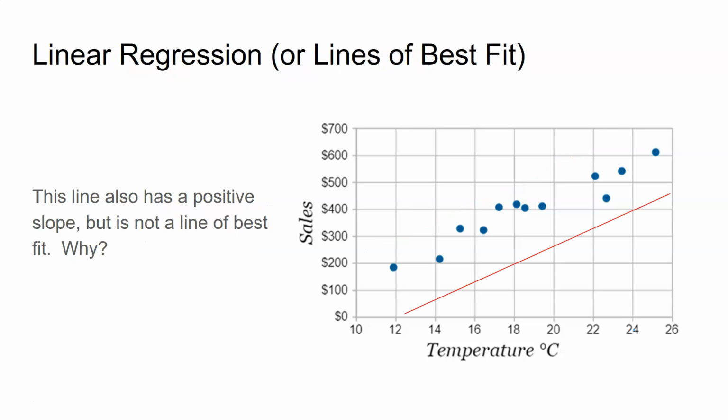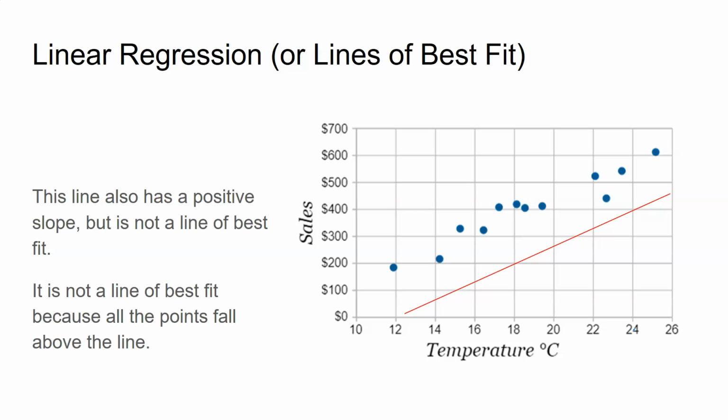This line also has a positive slope, but is also not a line of best fit. Why? You should have said that all the points fall above the line, so this line does not cut through the middle of the points. It is not a line of best fit because all the points fall above the line.